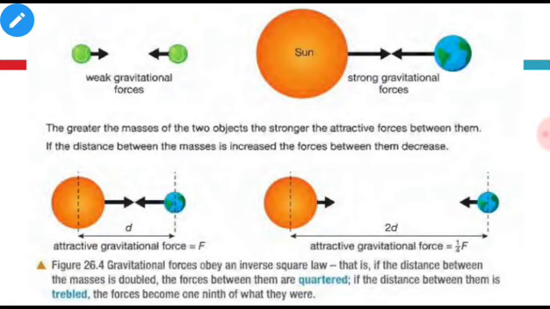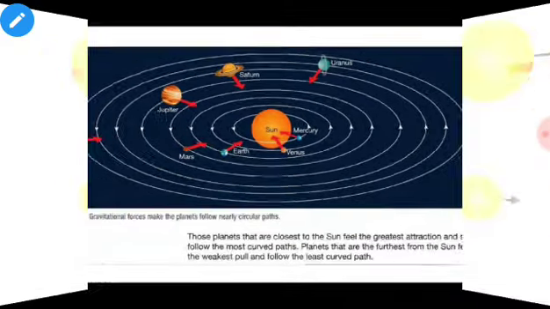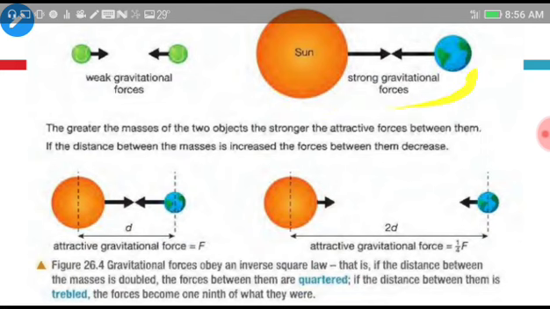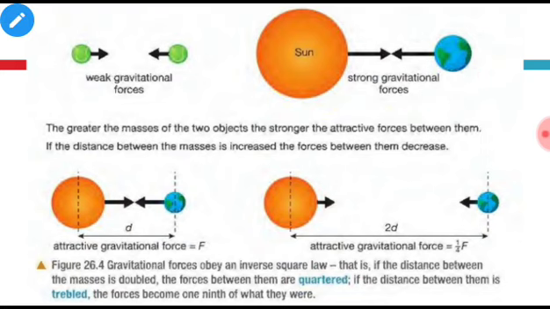And Newton also said that the larger the objects, the heavenly bodies, the greater the force, the stronger the gravitational force. For example, see this picture. Two objects that are small in size will obviously have a weak gravitational force. Whereas here, the sun and the earth are present, so the gravitational force will be stronger. Thus, the greater the masses of two objects, the stronger the attractive forces between them.